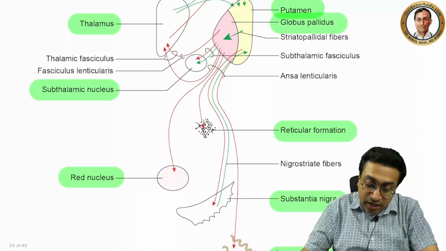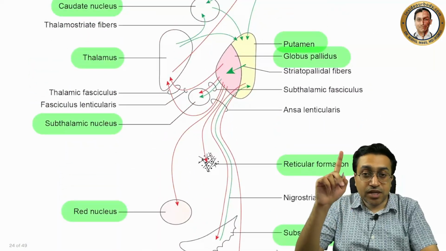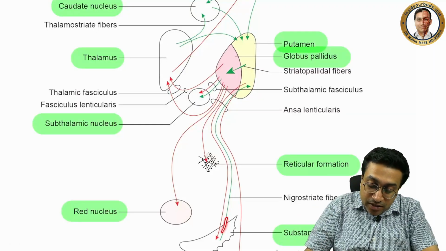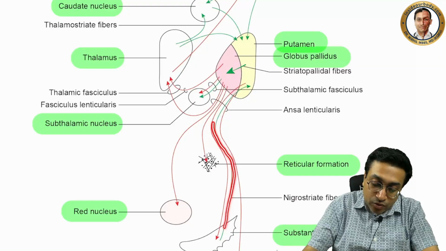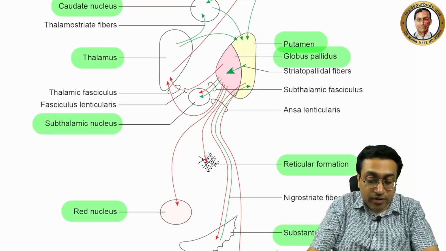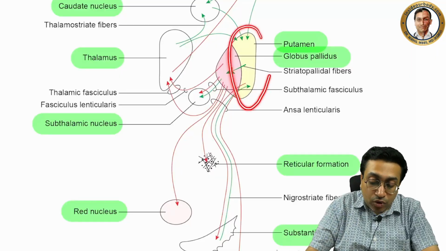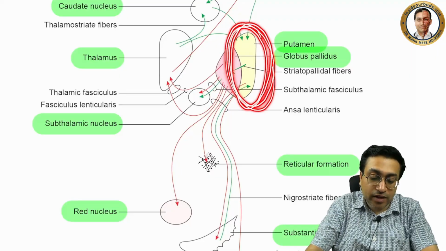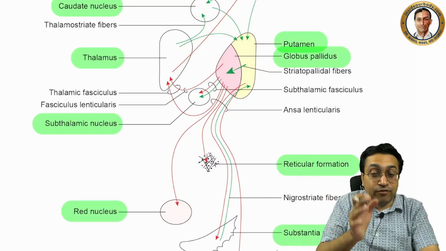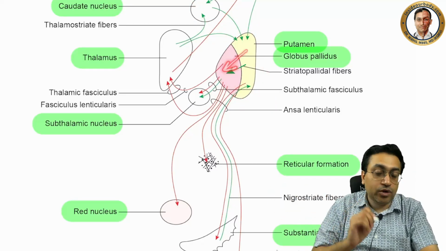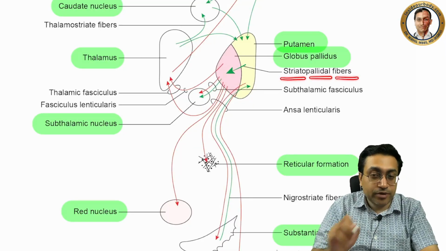Now you see the nigro, this is the substantia nigra. We have discussed substantia nigra, if you remember. This is nigrostriate, so from the nigro it is going to the striatum. That is again putamen only. So now we have received all the afferents into this and this. Now we have to send the efferent from the neo to the paleo or the pallidum. This is shown, that is the striato-pallidal fibers, easy.